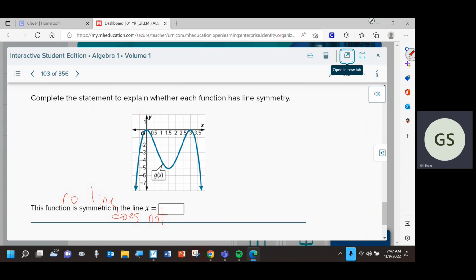What about the bottom one? Same concept. Is there a spot where I can draw a vertical line? And then if I folded it on that vertical line, the right side would land on top of the left side. What do you think? Raise your right hand if you think yes.